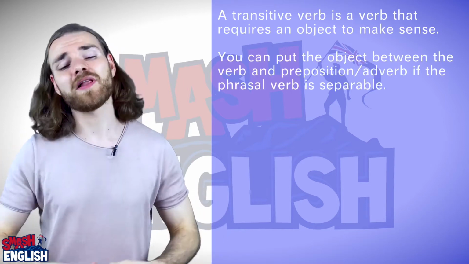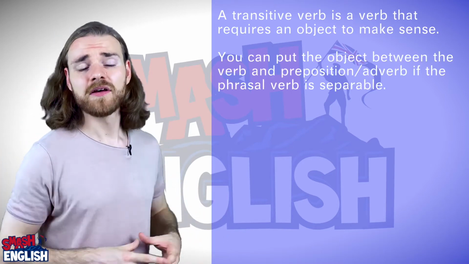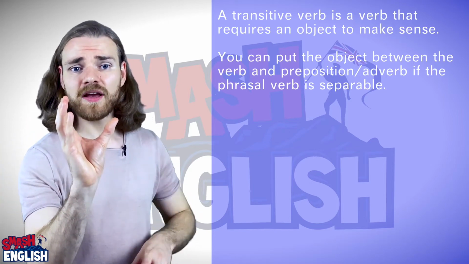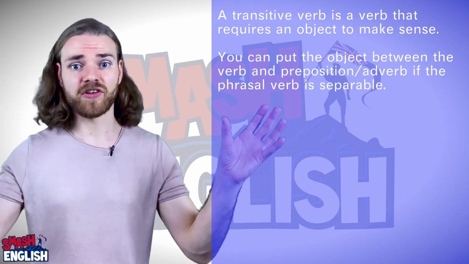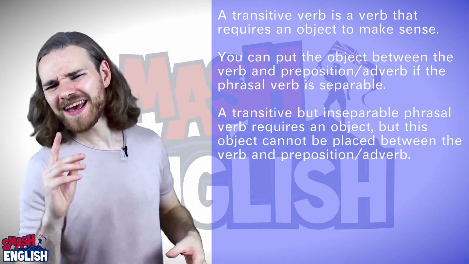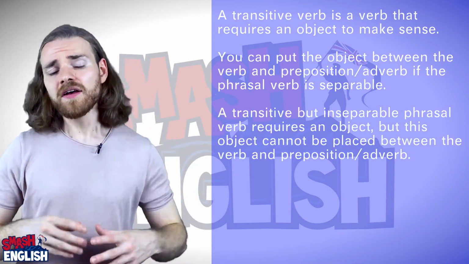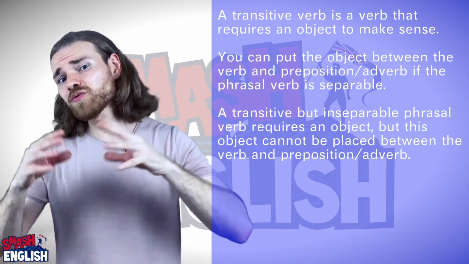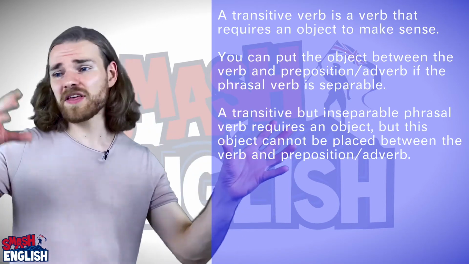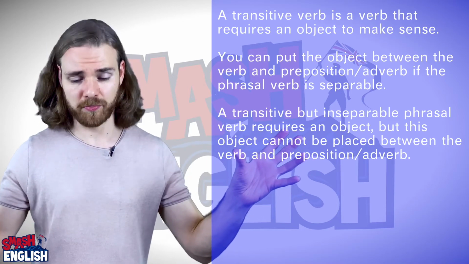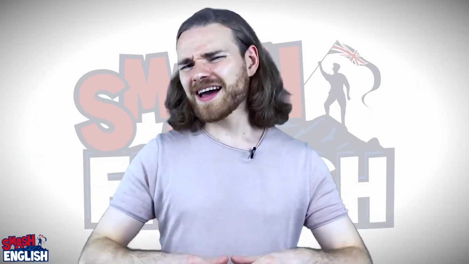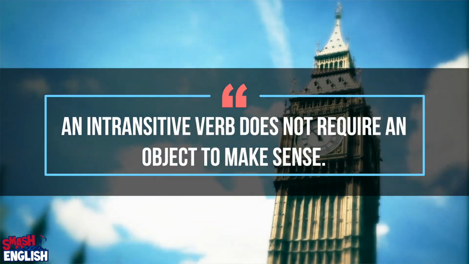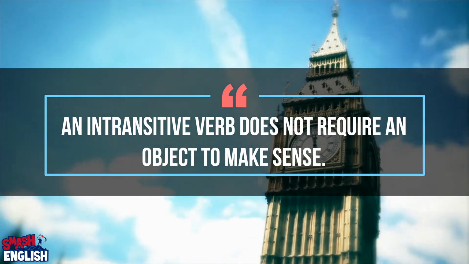A separable and transitive phrasal verb is a phrasal verb where you can put that object between the verb and the preposition. A transitive but inseparable phrasal verb is a phrasal verb that needs an object to make sense, but you cannot separate the verb and the preposition or adverb to put an object in the space. An intransitive verb is a verb that does not require an object to make sense.